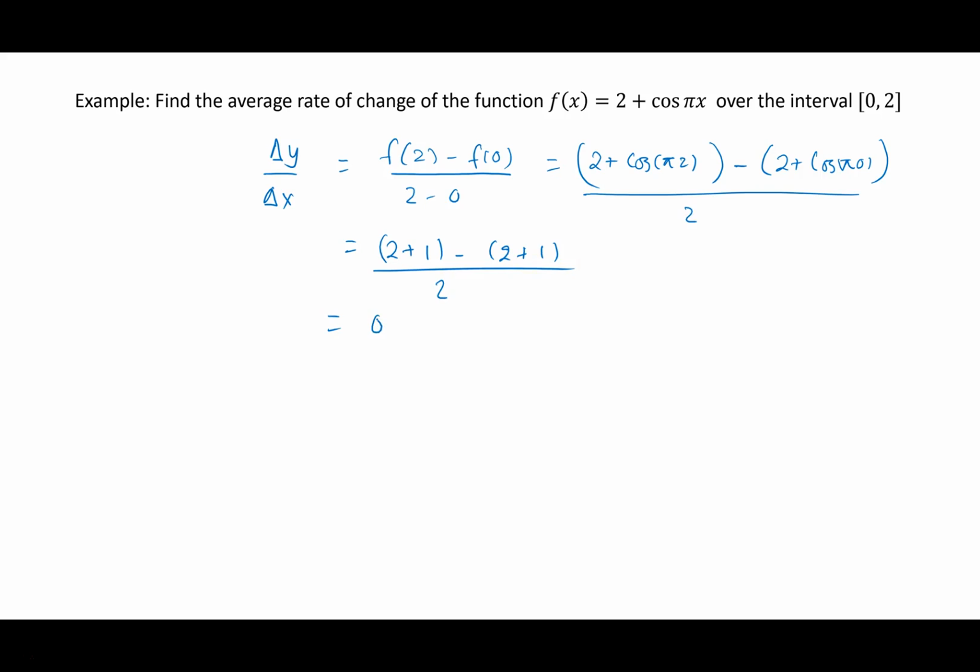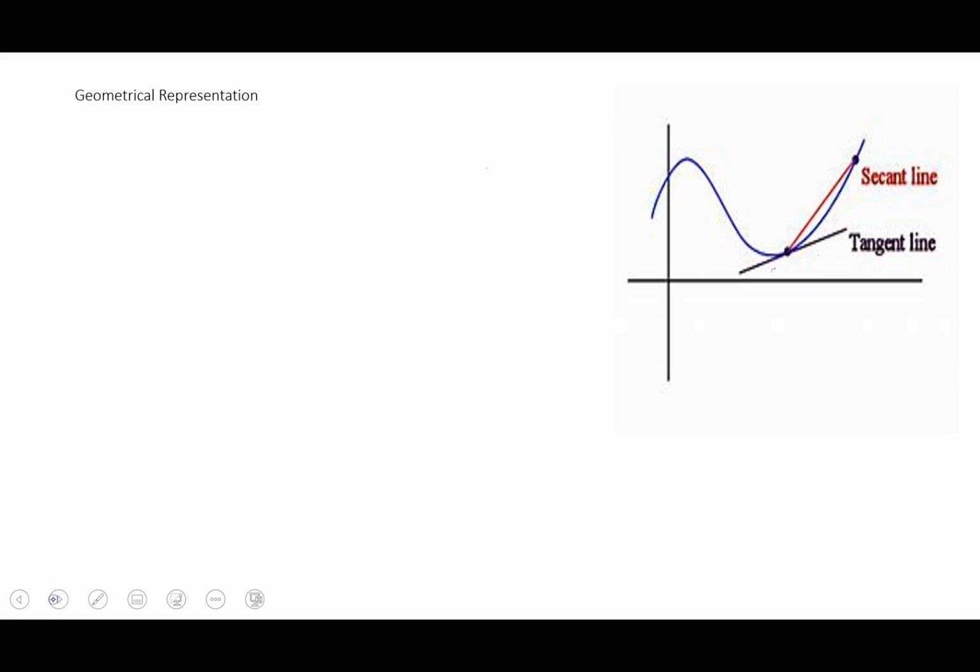Okay, so that's the average rate of change of the function. All right, now let's try to visualize the average rate of change and the instantaneous rate of change of a function in graph. Let's consider an arbitrary function y equals f of x, and this is the graph of such function. Let's assume that this is x0, and we have x1, that's another value of x.